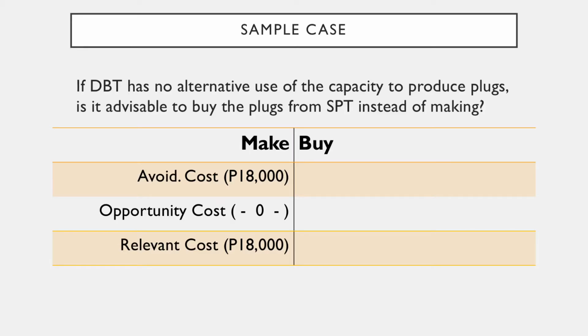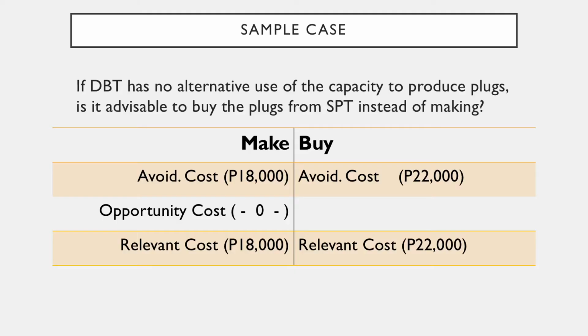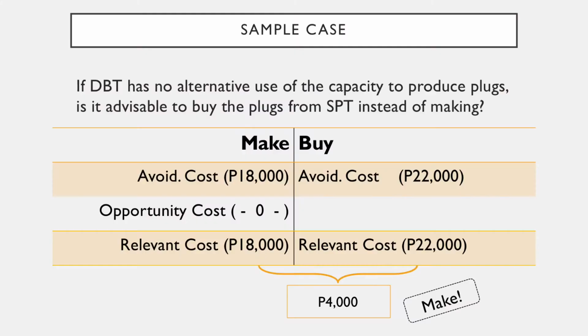Now, if DBT buys, the purchase price would be at 22 times 1,000 units. That would be 22,000 pesos. The relevant cost of buying is now 22,000 pesos. If we compare the make and buy option, we note that the make option has the lowest cost. It is cheaper to make by 4,000 pesos. This is how we analyze make versus buy type of decision. Hence, it would be better to make the part.